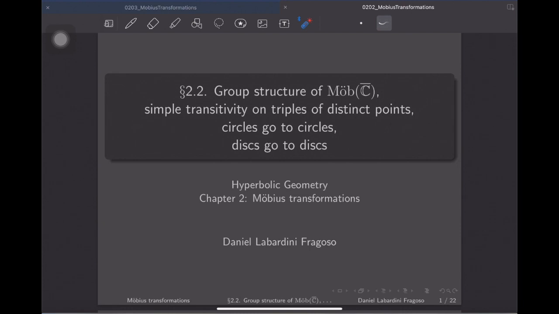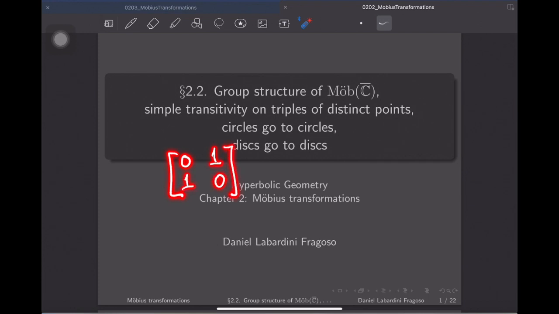Then we showed that circles go to circles, that each Möbius transformation of C bar sends circles to circles. And this was based on two observations. One observation was that the standard examples all obviously send circles to circles. And second, there was a special Möbius transformation, namely z goes to 1 over z, which is the Möbius transformation associated to this matrix.